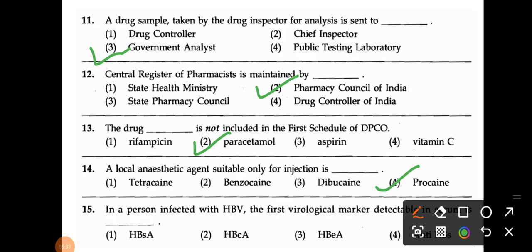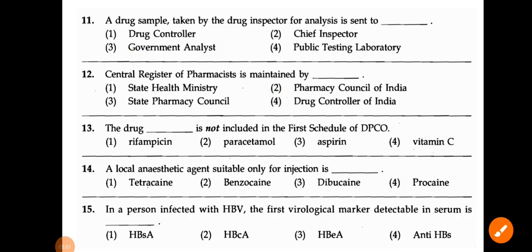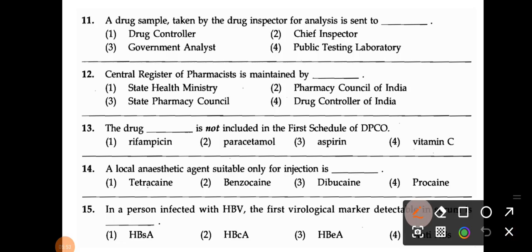15th, in a person infected with HBV, that is hepatitis B virus, the first virological marker, right? So what is the first virological marker? Options are HBsAg, HBcAg, HBeAg and the last one is your anti-HBs. So here the correct answer is HBsAg.